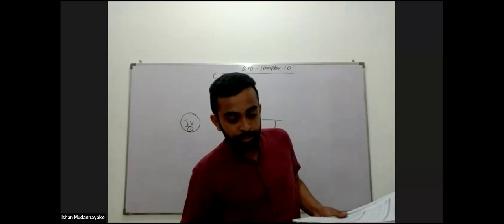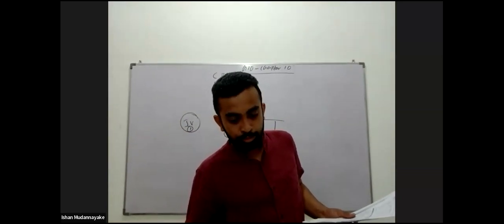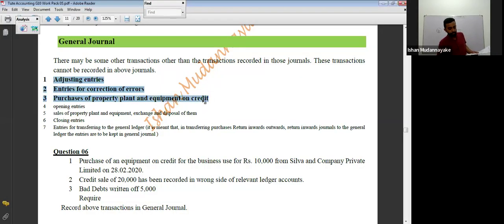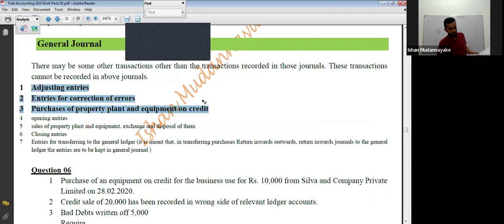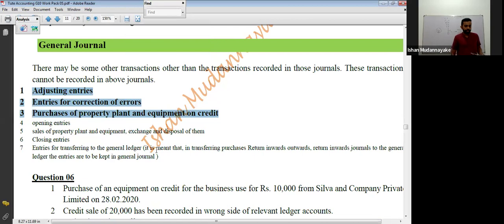Normally we have 7 transactions, but out of these 7, in O level we need to discuss only 3 transactions: adjusting entries, entries for correction of errors, and purchase of property, plant and equipment on credit.